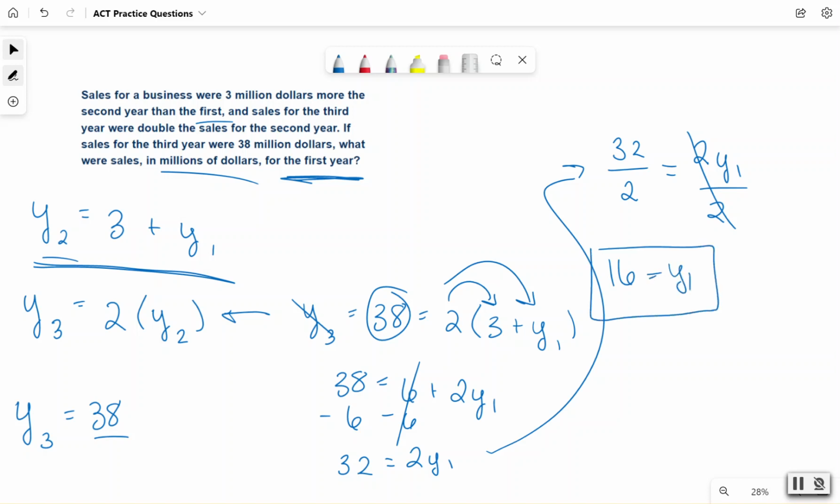The best way for us to double check if we're right is to actually plug it in. So if we know 16 is equal to Y1, let's say I put 16 up here. 16 plus 3 is going to be 19. 19 is equal to Y2. 19 times 2, if we plug it into our second equation, is equal to 38. And that is correct. That's exactly what they told us. It's equal to 38. So that's how we could double check it. We plug our value for Y1 back into our equations, and then we substitute those values in.